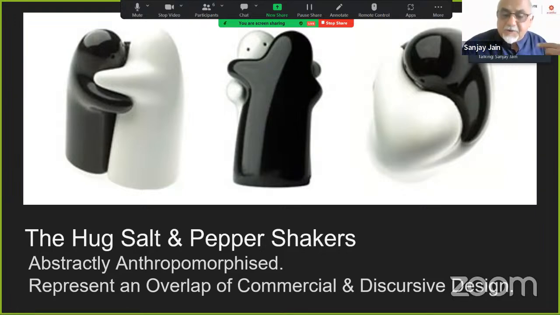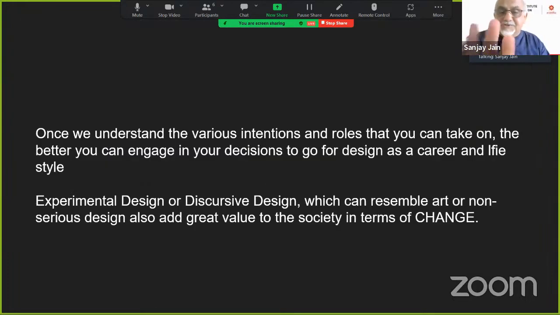Okay. Now, when we talk about discursive design, I will just put this slide on. Once we understand these various intentions and various provocations, and the roles that a designer can play and take on, once you learn this, you can make an informed decision to join design as a career and as a lifestyle. So whether it is experimental design or discursive design, which can resemble art and non-serious design, it adds great value to society in terms of change.